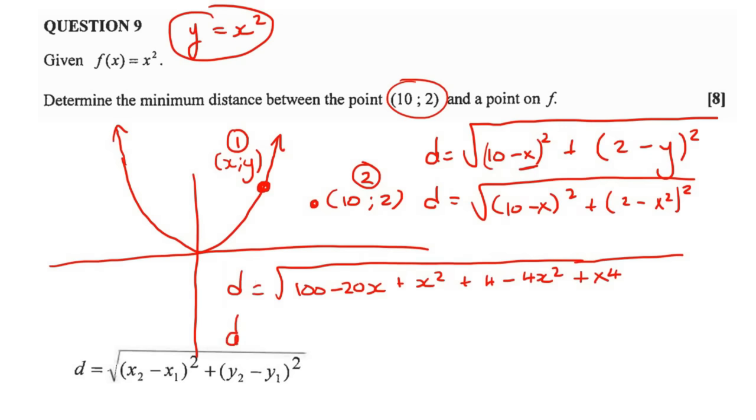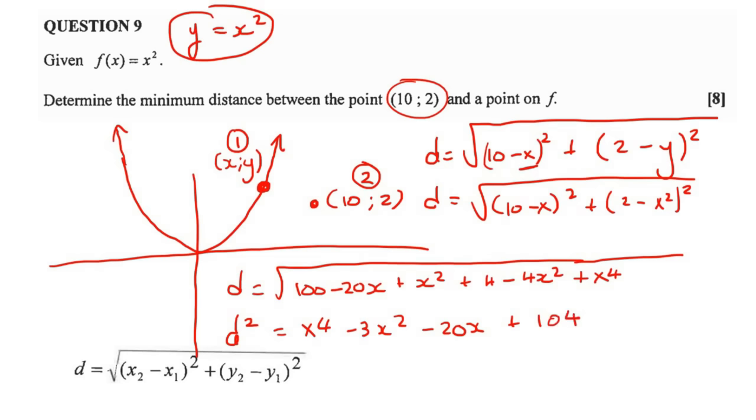Actually, I'm just going to neaten this all up quickly. I'm just going to put everything together. So it's going to give us x to the power of 4. So I'm taking the square. I just took the square root away. And then the x squares would give us negative 3x squared minus 20x plus 104. Now, here's the key.